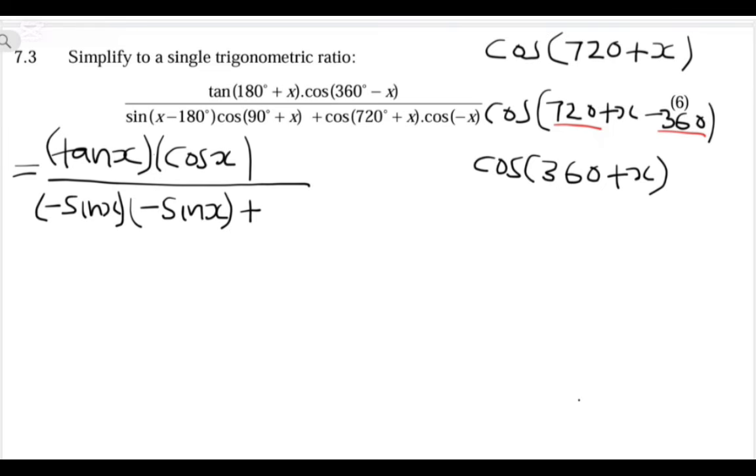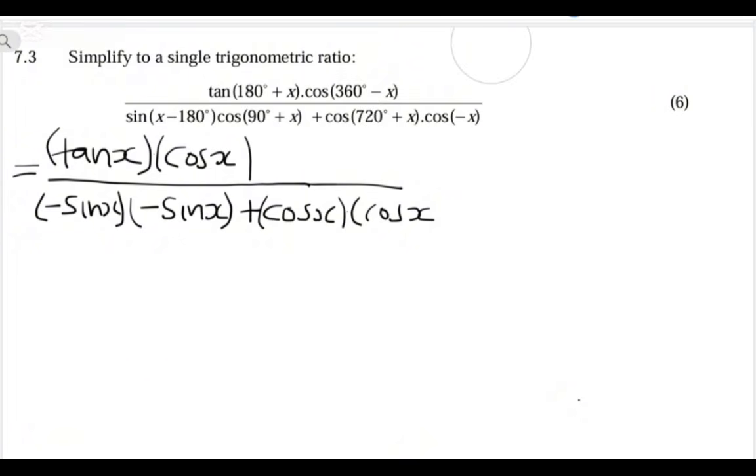Perfect. So 360 plus x is found in the first quadrant where cos is positive. So here we're going to have cos, which is positive, cos x. And then cos of negative x. With negative angles, the only trig ratio that is positive is cos. So here we're going to have cos of x. Let me just make this one a little bit bigger. So yeah, now I think out of these 6 marks we almost have 4.